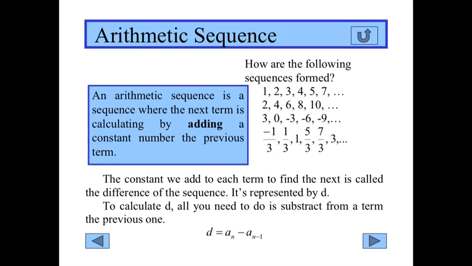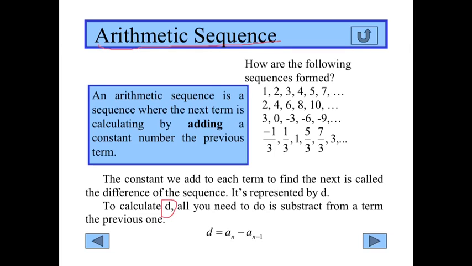Now, the first type of sequence is going to be the arithmetic sequence. These kinds of sequences are all arithmetic sequences. So what makes it an arithmetic sequence? It's that we're adding a constant number. That's what really makes it different. So you keep adding a constant, which we call the difference, or for short we call it D. And that's how we calculate an arithmetic sequence.